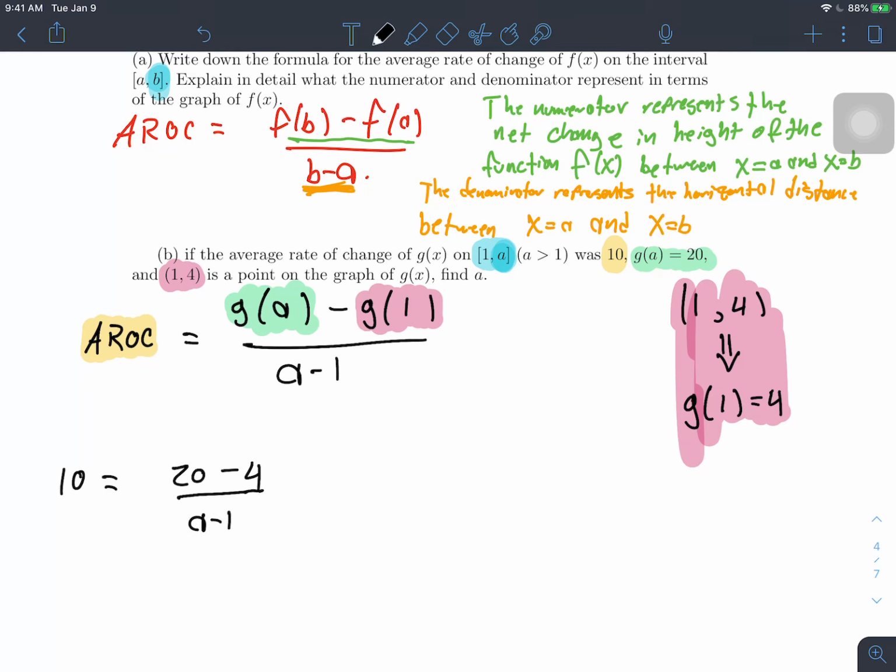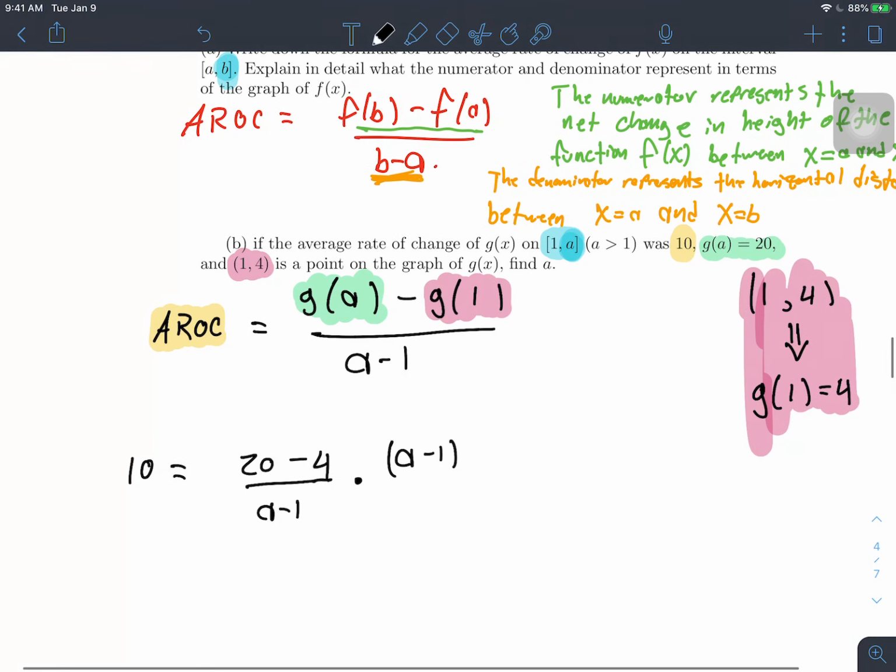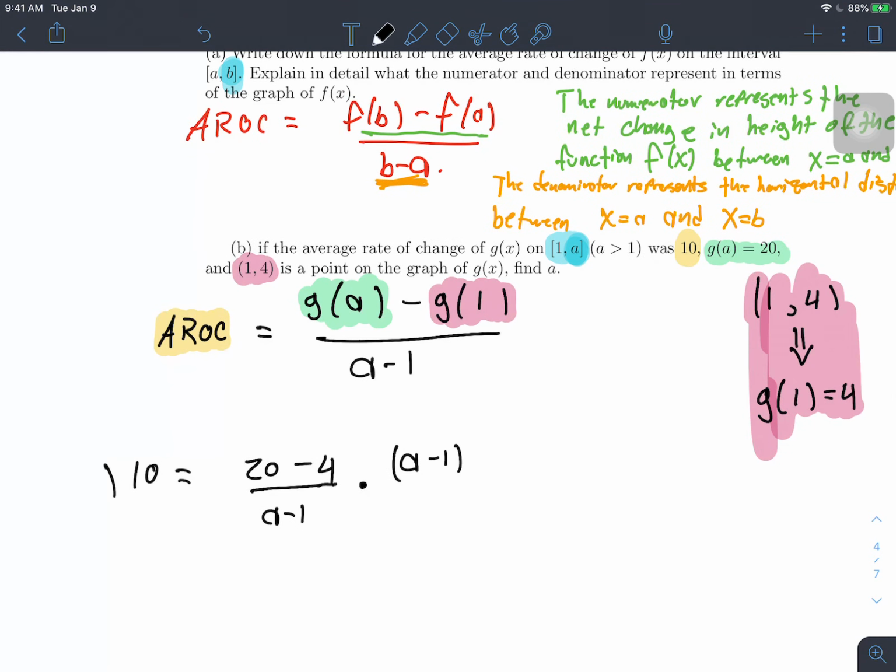I want to get a by itself. Right now it's in the denominator. So I'm going to try to get rid of the denominator on the right-hand side. The way I get rid of a denominator is by multiplying by it. So I'm going to multiply by a minus 1 on the right side. I know if I do that on the right side, I should do the same thing on the left side. Okay, so we cancel here.